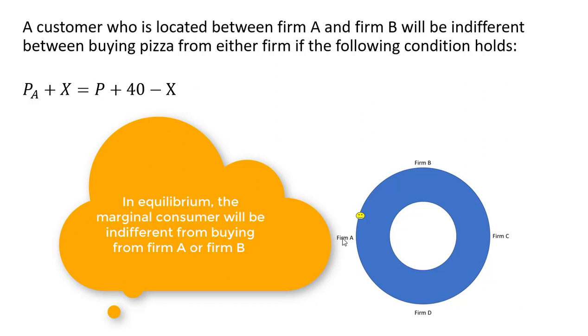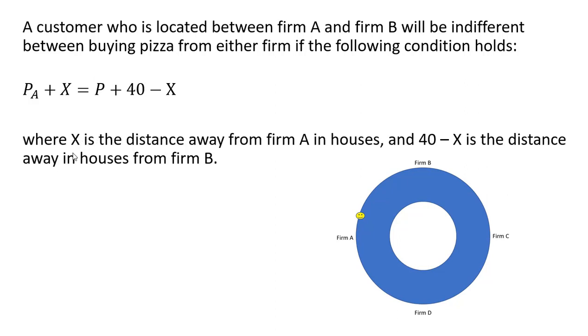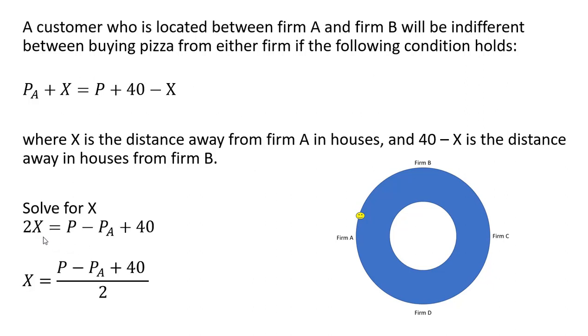So the overall distance from firm A to firm B is 40. If this distance from the smiley face to firm A is X, then the distance from the smiley face to firm B will be 40 minus X. As I said before, X is the distance away from firm A in houses, and 40 minus X is the distance away in houses from firm B. So we're going to take this above condition and solve for X.